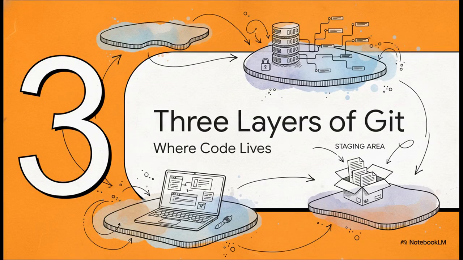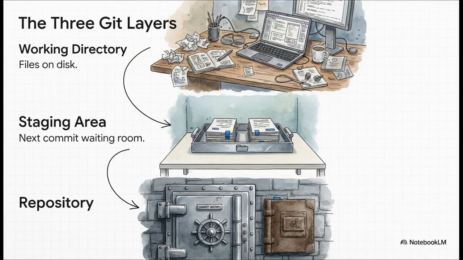All right, let's look at section 3, the 3 layers of Git. Where is your code actually living? Before we get into fixing any mistakes, you absolutely have to understand the physical layers of Git. This is absolutely crucial. Git operates using 3 completely distinct areas.